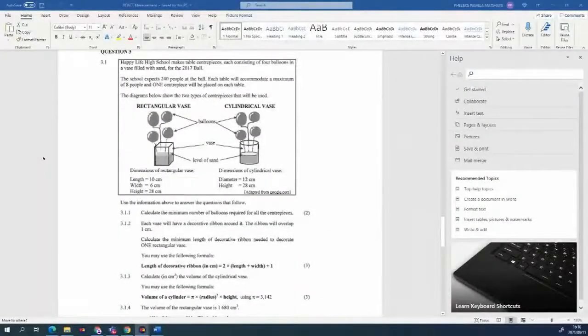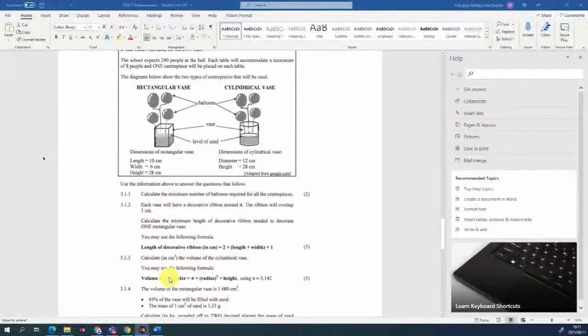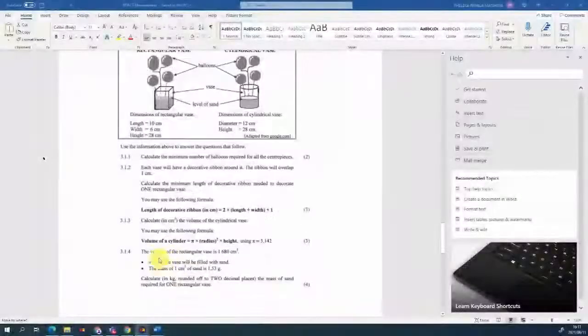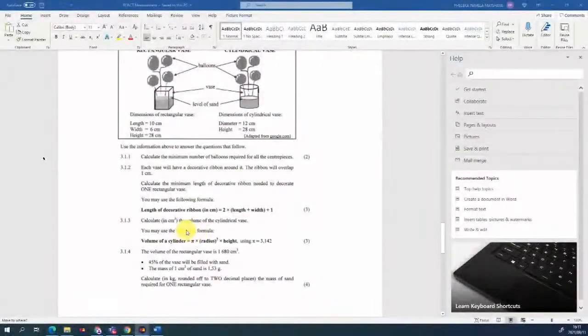Okay, I think we still have time for one question. Can we look at the next question here? They say, calculate in centimeter cube. If you see that 3, then you must know it's what? Volume. The volume of the cylindrical vase, you may use the following formula. And they give the formula there again.